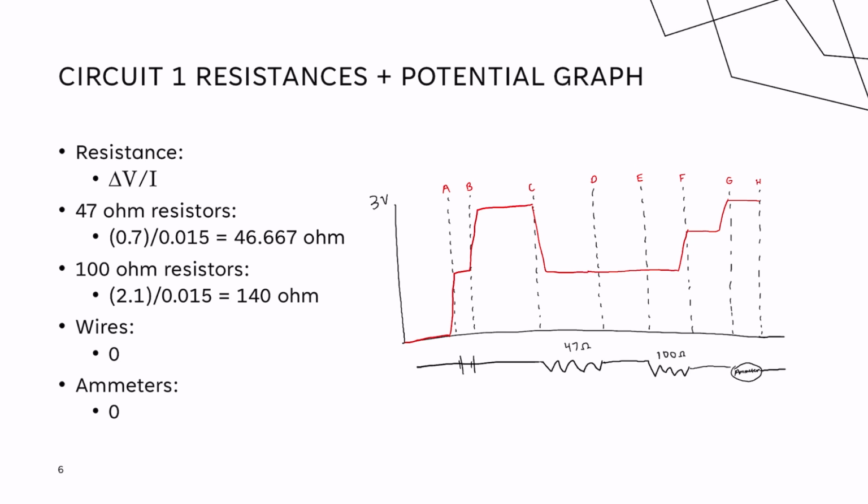So here are the circuit 1 resistances calculated and the potential graph. The wires and the ammeters had 0 resistance, but the 47 ohm resistor had a calculated resistance of 46.667, and the 100 ohm resistor had a calculated resistance of 140. And then here you can see the potential graph as well throughout the circuit.